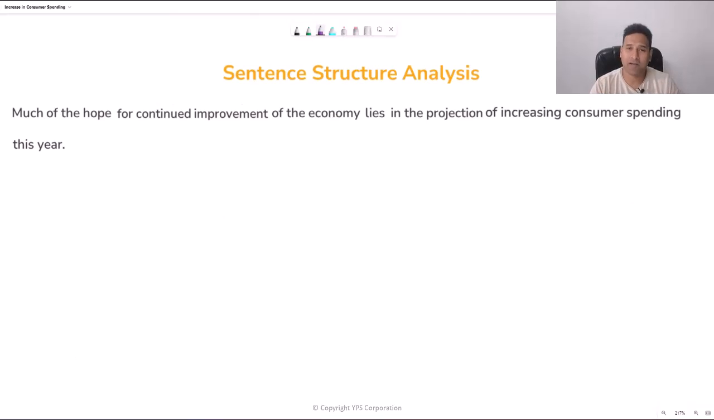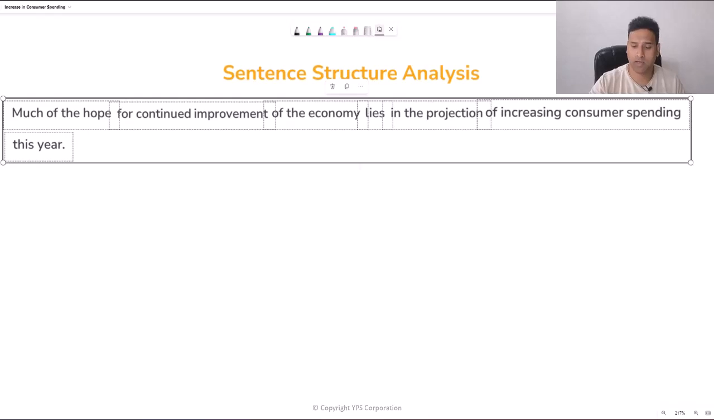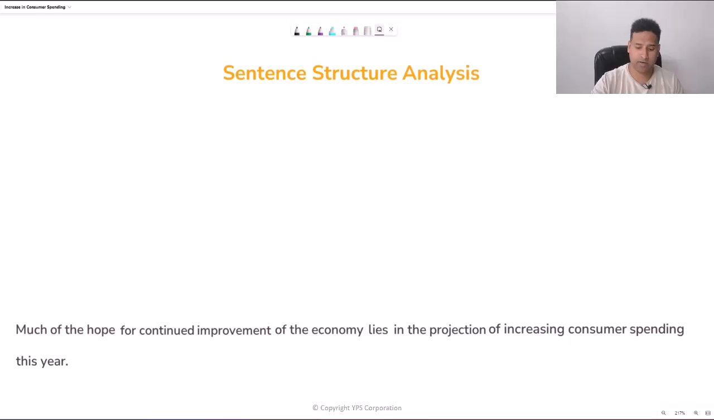So let's start by reading the sentence. Much of the hope for continued improvement of the economy lies in the projection of increasing consumer spending this year. Interesting sentence. Let me select all of this and take it down here so that we have some space. I'm going to apply strategic pausing, and take bits and pieces of the sentence piece by piece, and then put them together to try to make sense of what's going on.